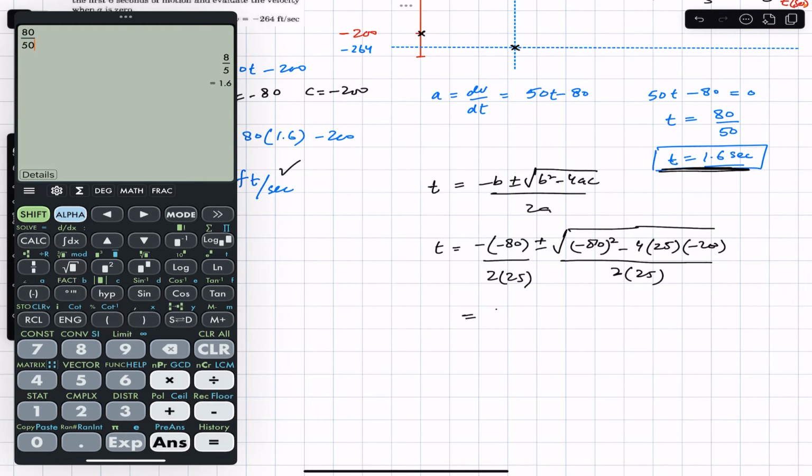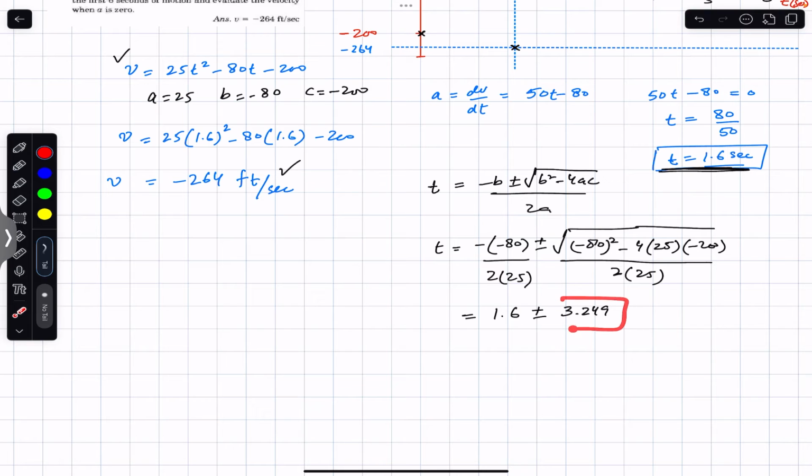So this is 1.6 plus or minus the square root of 80 squared minus 4 into 25 into minus 200, divided by 2 into 25, which is 50. So this is plus or minus 3.249. Now as you can see, this term is greater than 1.6. So 1.6 plus 3.249 will be the actual value of t at which the velocity will be equal to 0, because the time cannot be negative.